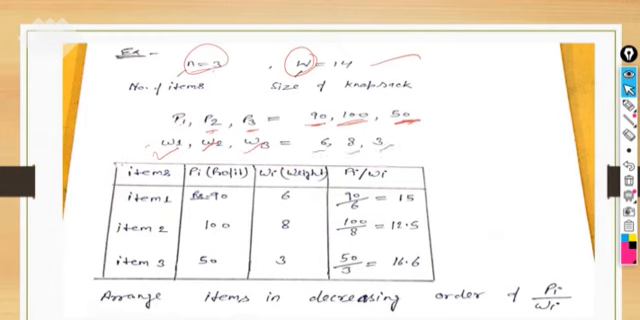Now what is our task? Arrange all the things in tabular form. Items 1 to 3, what is the profit with respect to each? 90, 100, 150. Now the weights 6, 8, 3. So let's assume it is in kg. I'm assuming it; the unit can be anything, right? So any unit you can use over here.